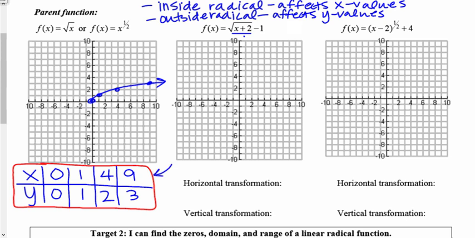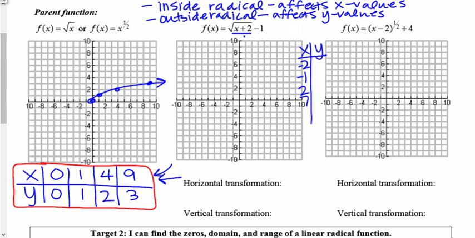I'm going to take all those x values, subtract 2 from each one of them. I'm going to create a new table here. Might get a little cramped, but that's okay. So I'm going to take 0 and subtract 2. I get negative 2. Then I take 1 and I subtract 2 and I get negative 1. Then I take 4 and I subtract 2 and I get 2. 9 minus 2 gives me 7.